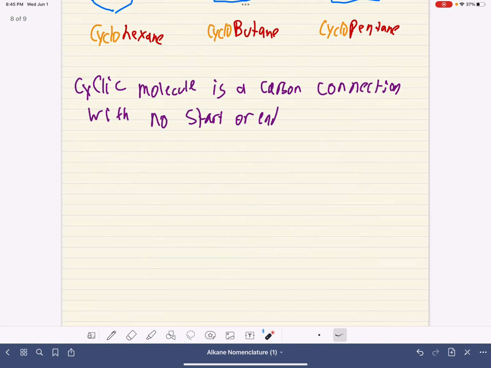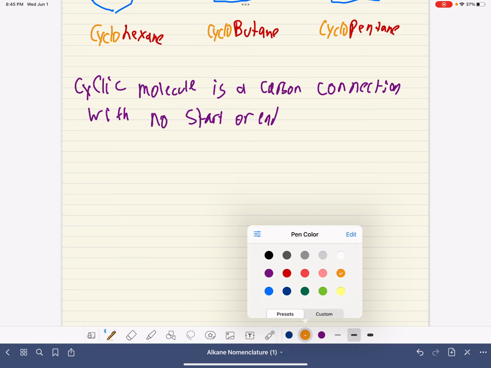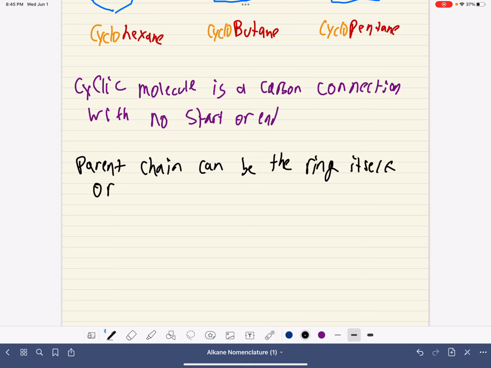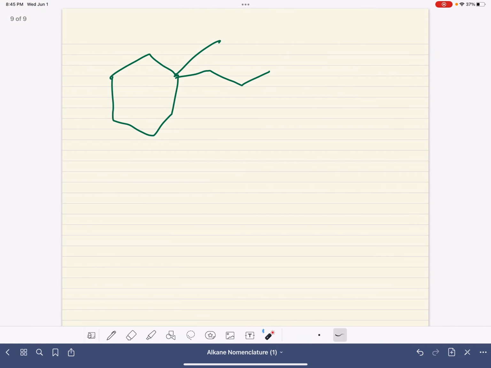Now, one other rule that I will note here that's a little bit different for naming cyclic structures is, actually, I'm going to use black, the parent chain can be the ring itself, or an attachment. So let's look at the example I have here. I have a 6 carbon ring, we can see here, and then I have some substituents coming off.